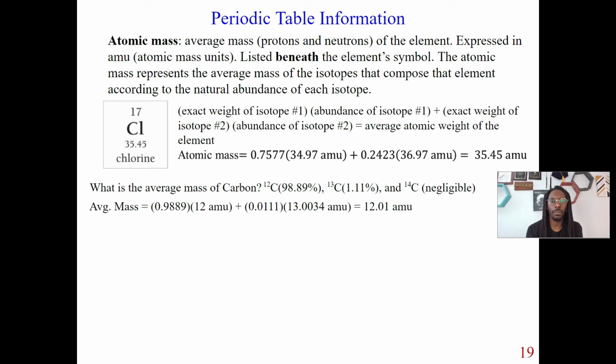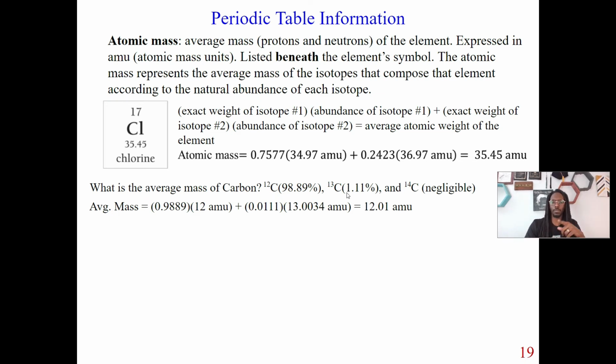Got it all lined out for you here. So if we're trying to find the average mass, we're going to have to use this equation: the exact weight of isotope number 1 times the abundance of isotope number 1. So in this case, carbon 12, we know the exact weight is going to be 12. It told me, right? So we got 12 AMU here. And the abundance is 98.89%. So I'm just going to convert that to a decimal. That's how I get this 0.9889 here. So I'm good with my first isotope.